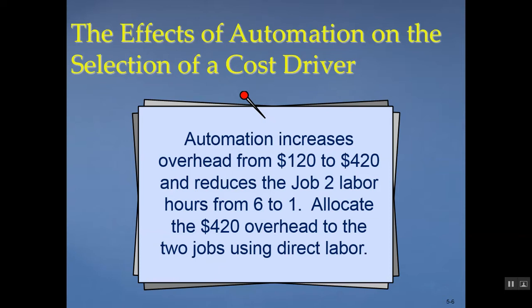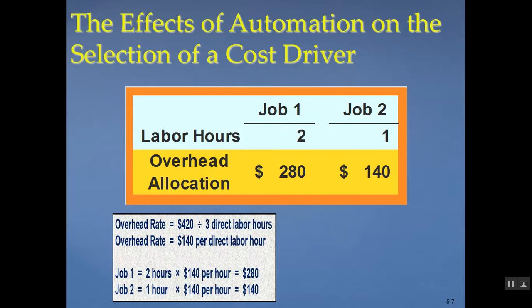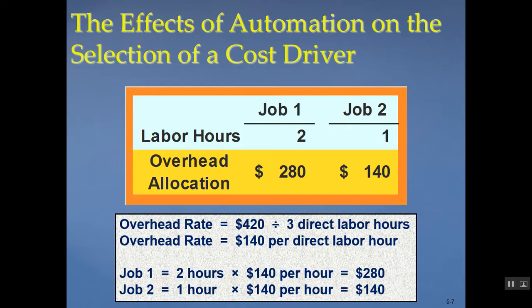Now, let's assume that automation increases overhead from $120 to $420, and it reduces the job 2 labor hours from 6 hours to 1 hour. Now, let's allocate the $420 overhead to the two jobs using direct labor again as the cost driver. You can see that we come up with different results. We're taking the $420 divided by now 3 labor hours gives us $140 per hour. Job 1 is getting $280 of the total overhead cost, and job 2 is getting $140.